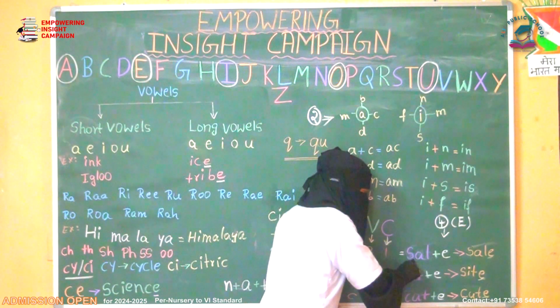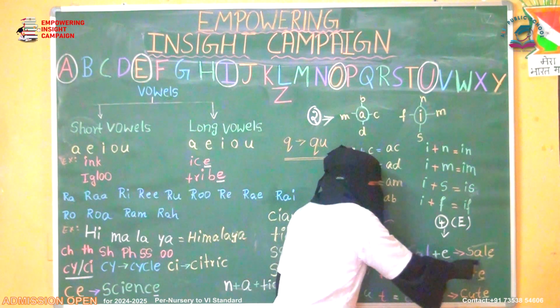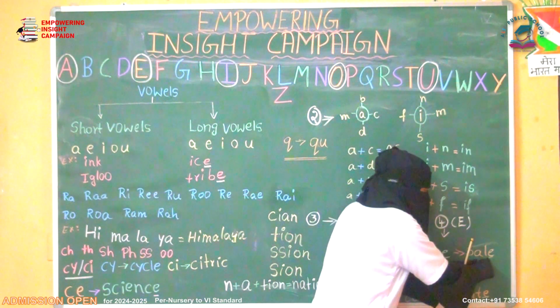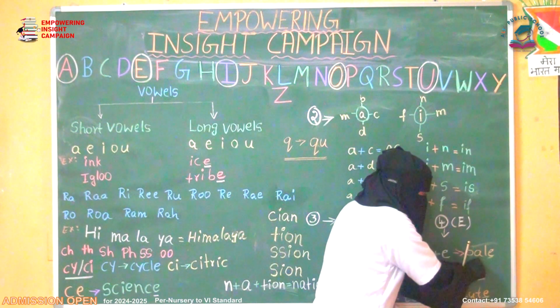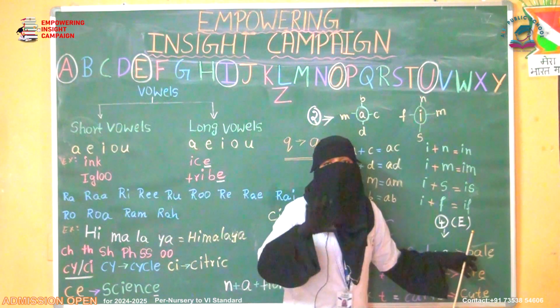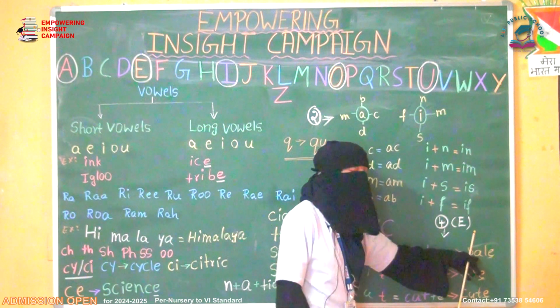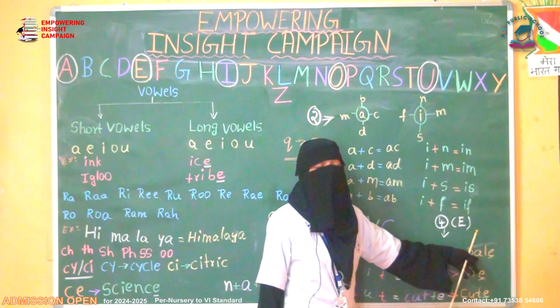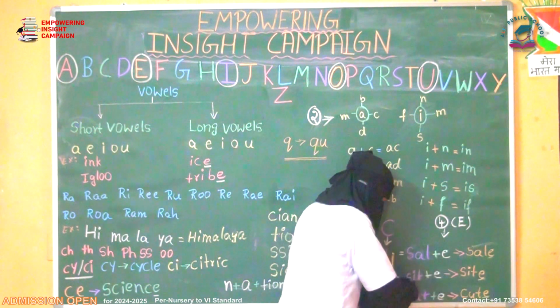How have you said here? Sail. While you are saying this sail, you have silenced that E, and you have said this A not as a short a, you have said it as the letter name A. Sail, you have said. So the same way here.